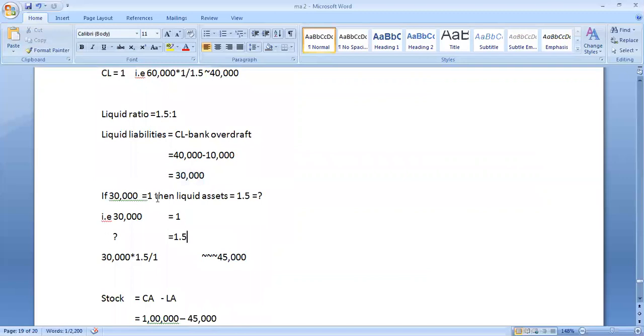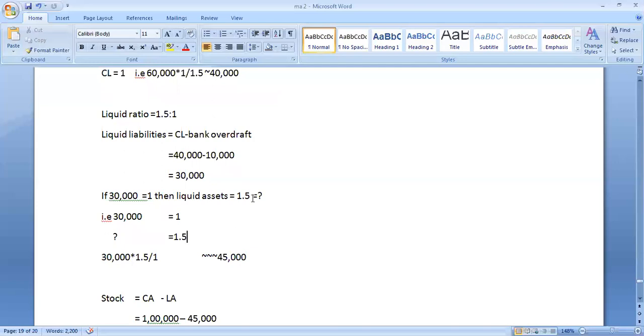And there is also one more piece of information. If 30,000 is 1, that is the liquid liability, and it takes its ratio as 1. So make it as 1. Then liquid assets is 1.5. So what will be the value for 1.5? You have to compute it. So what is liquid assets?